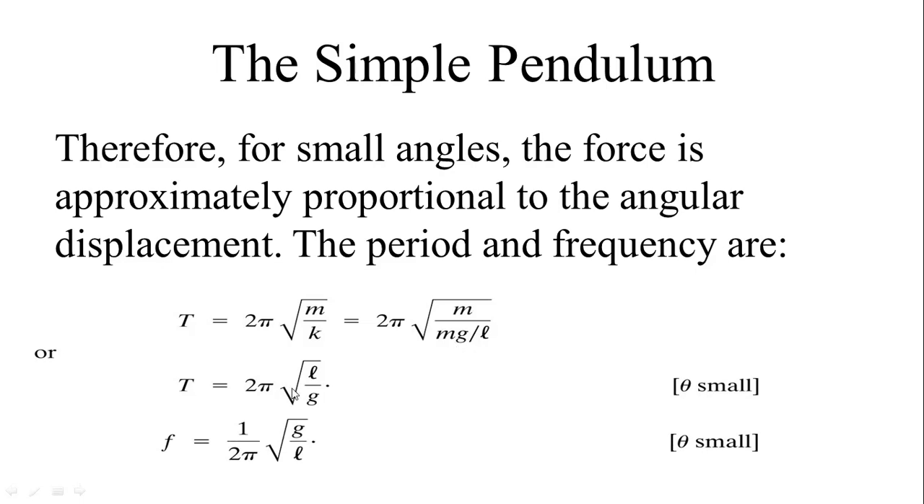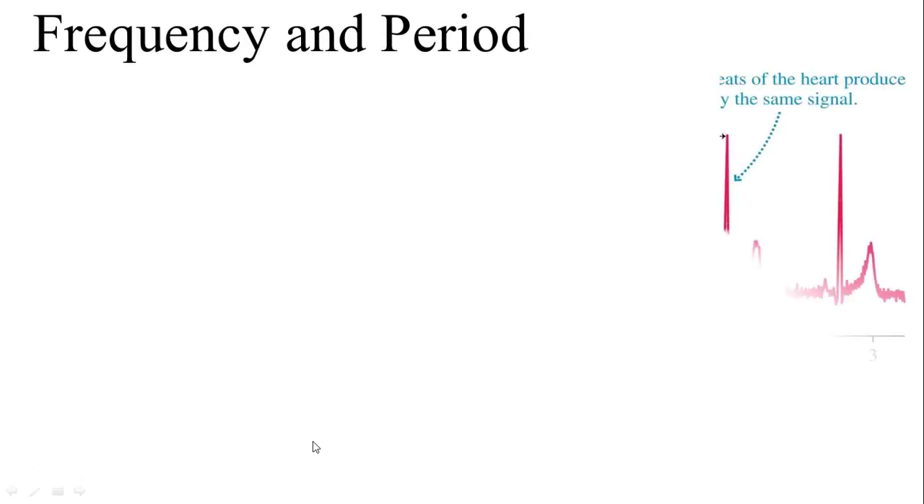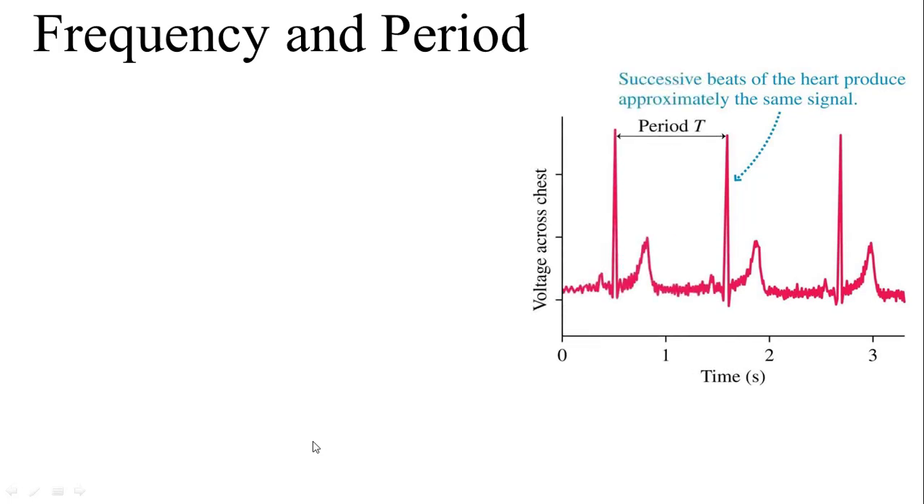Similarly, frequency is the reciprocal of this. So frequency is equal to 1 upon 2 pi square root of g over L. Then we write the frequency and period. Now here we can see the frequency and period.